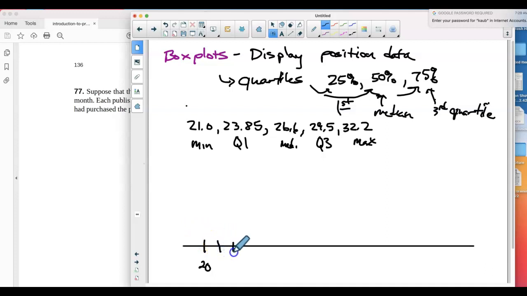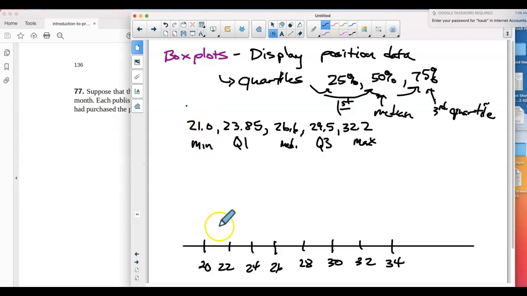22, 24, 26, 28, 30. I'm going to need to spread these out a little more because that's not enough spread there. So 22, 24, 26, 28, 30, and 32. And 34. Okay, so we have a number line that can represent these numbers. So the first one is going to be 20.